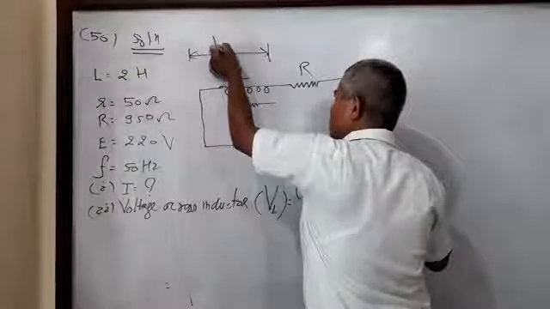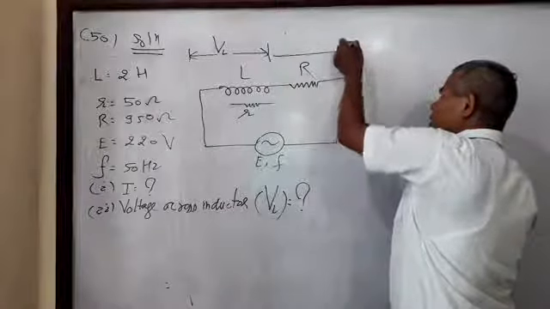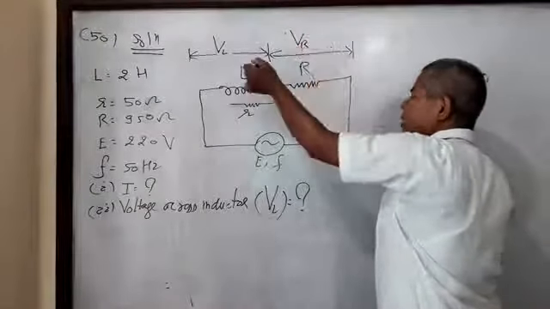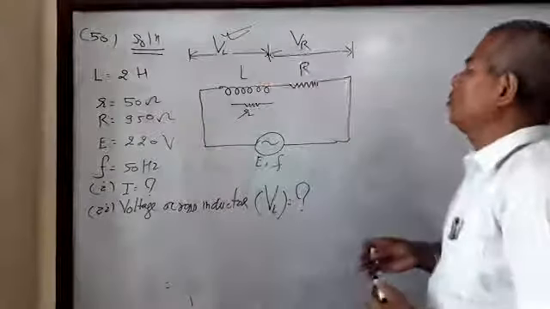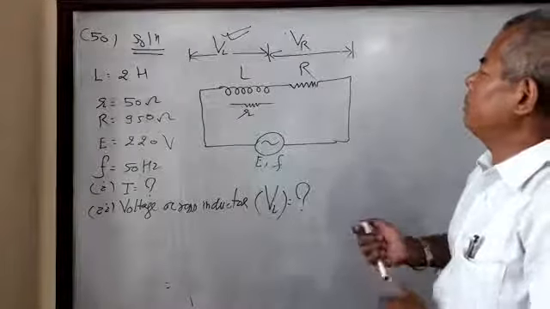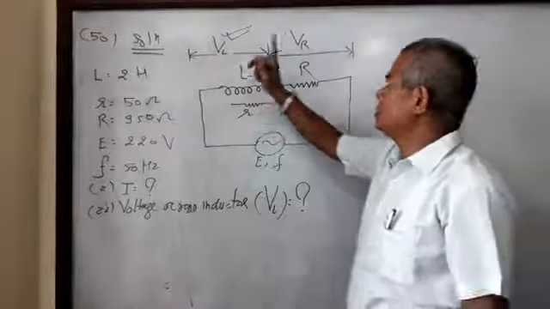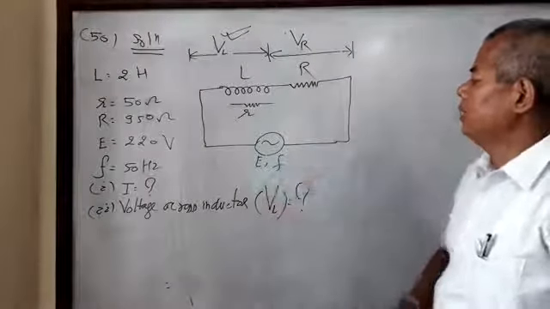VL is equal to what? This is VL across the inductor. This is VR across the resistor. But in the question, it is asking us for the voltage across the inductor. VL is equal to what? Note that VR is across R. We need the voltage across the inductor, not across the resistor. This is what the question means.